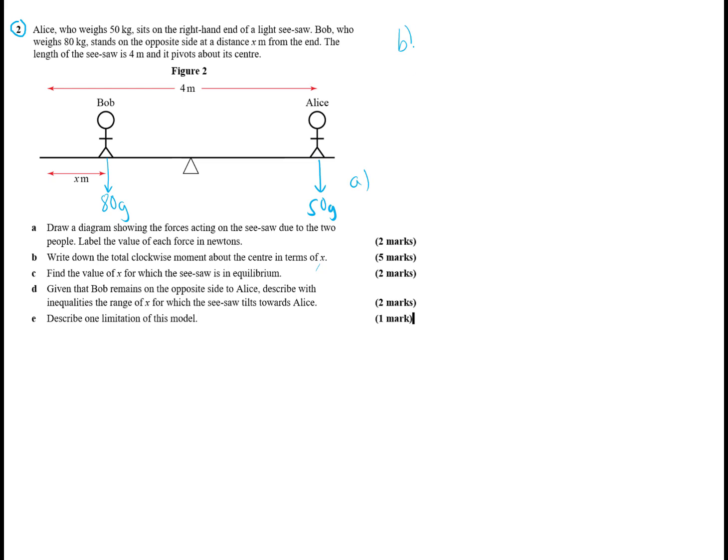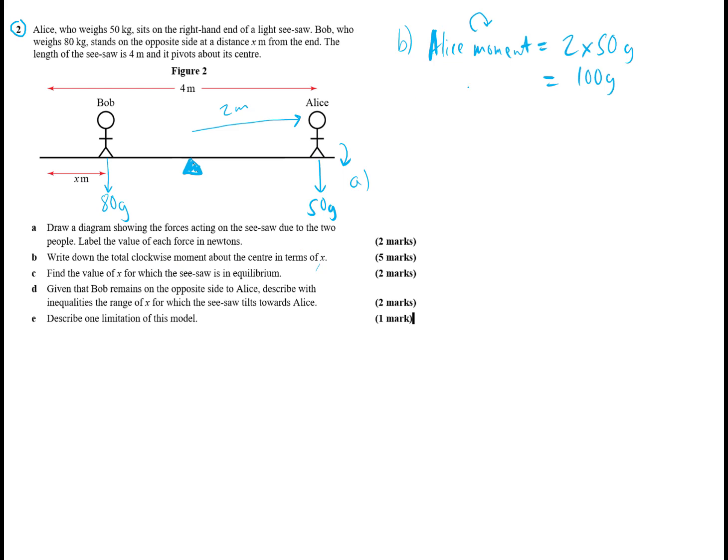Now let's have a look at part B. Write down the total clockwise moment about the centre in terms of x. So clockwise from the pivot here, this is going to be Alice. So let's just write Alice's moment. So what is that going to equal? The whole length is 4 meters, so from here to Alice must be 2 meters. So essentially that's all it is, 2 times 50g equals 100g.